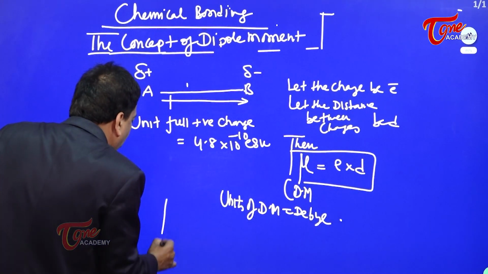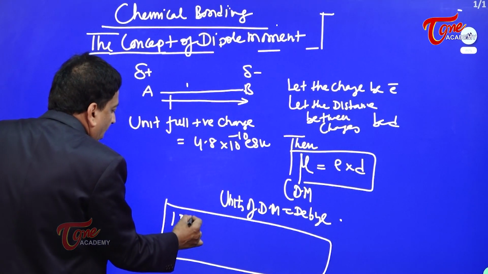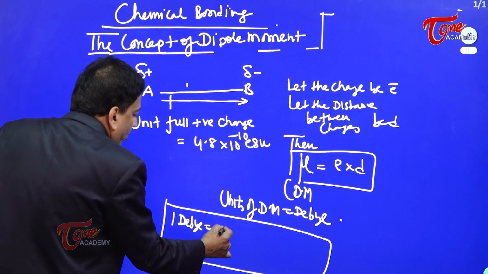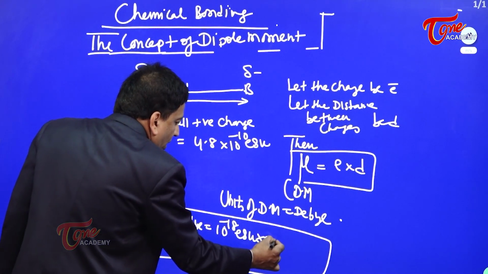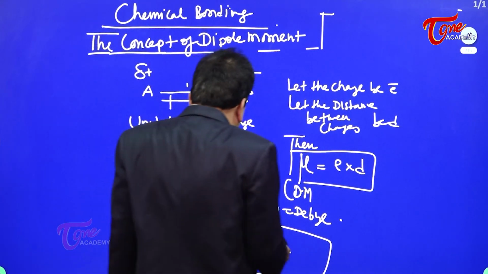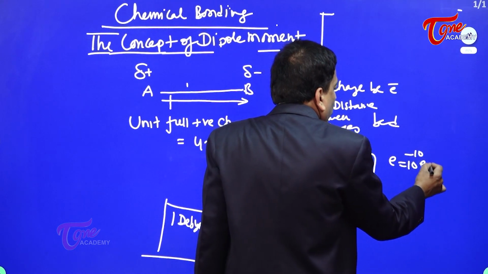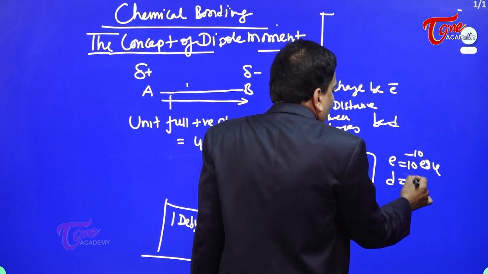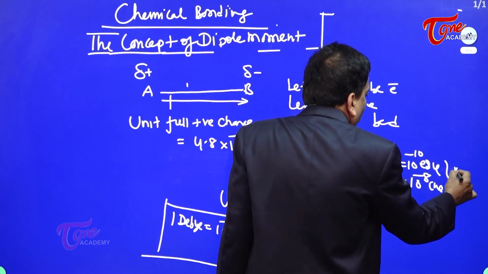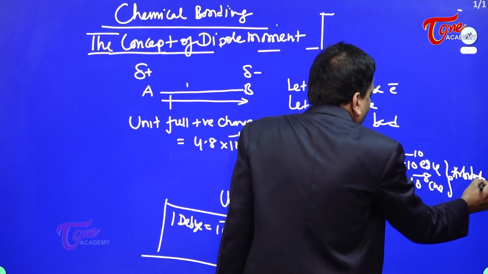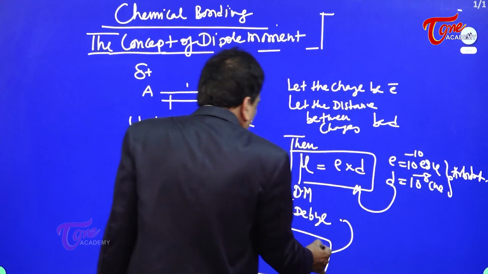And 1 debye, I would like to highlight this. 1 debye is 10 power minus 18 ESU into centimeters. We get this 1 debye by substituting E as 10 power minus 10 ESUs and D as 10 power minus 8 centimeters. These are arbitrary values. I've chosen them just like that and substitute here, then you're supposed to get this.